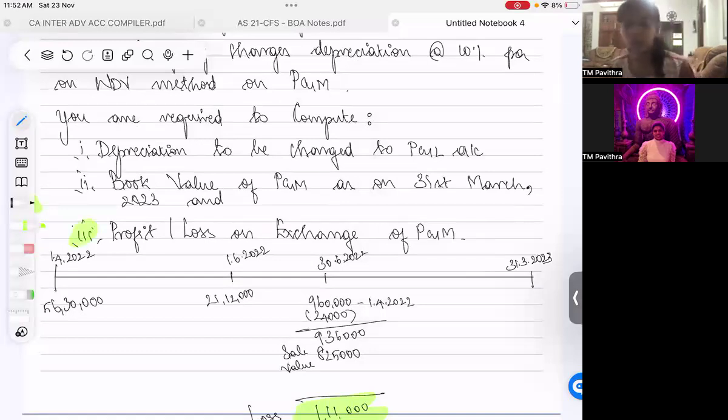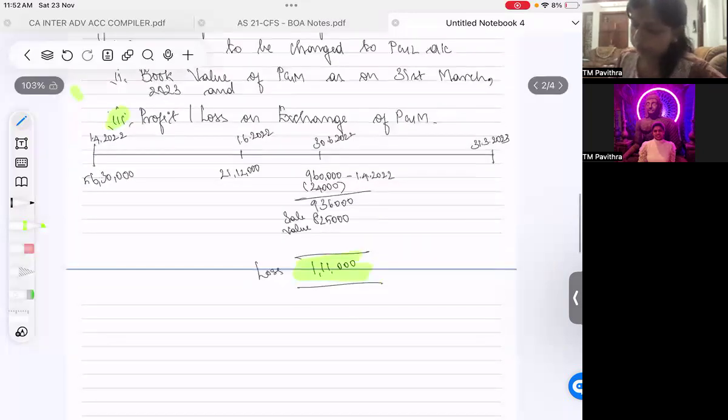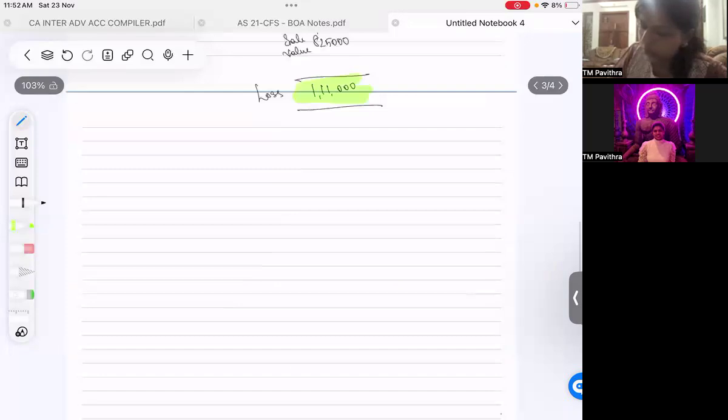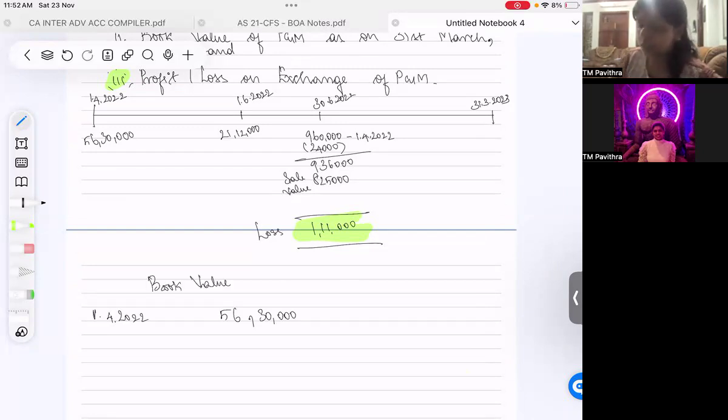Now moving on to calculation of book value of the plant and machinery and also the value of depreciation to be charged to the profit and loss account. Let us quickly write down the book value of the plant and machinery. We already know that as on the opening date, which is 1/4/2022, we had the value of 56,30,000. So here we are finding the book value. We had 56,30,000, and then we had some additions as on 1/6/2022.